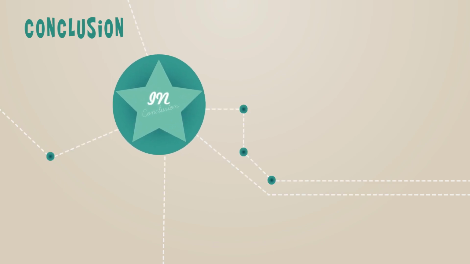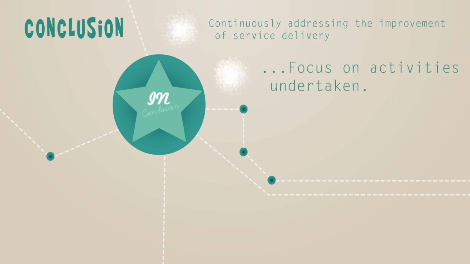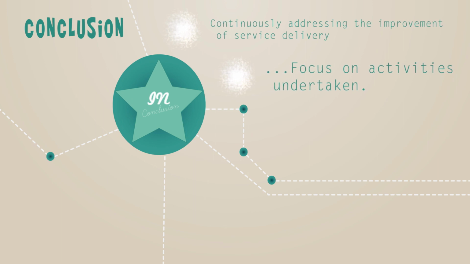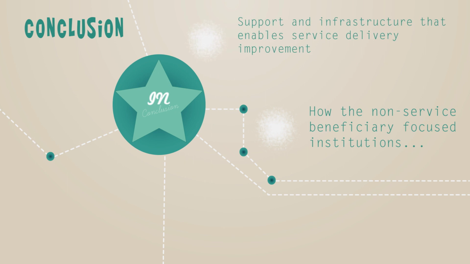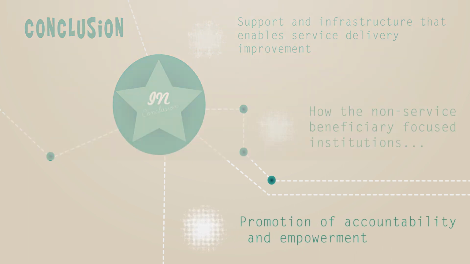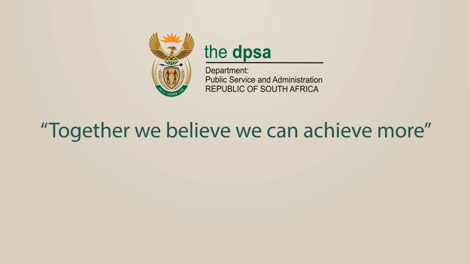In conclusion, the development of an SDIP for an institution should ensure that an institution is continuously addressing the improvement of service delivery and should not only focus on activities undertaken. The approach to be adopted on how the non-service beneficiary-focused institutions can improve service delivery should be one that provides support and infrastructure that enables service delivery improvement to take place through the promotion of accountability and empowerment. Together, we believe we can achieve more.